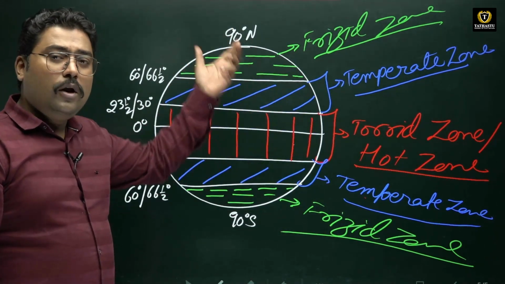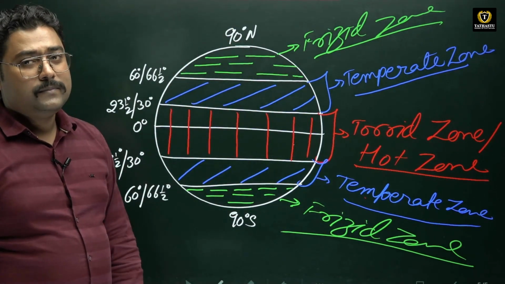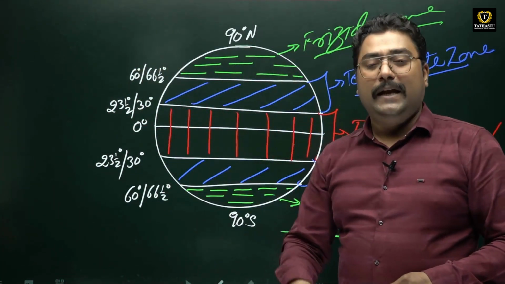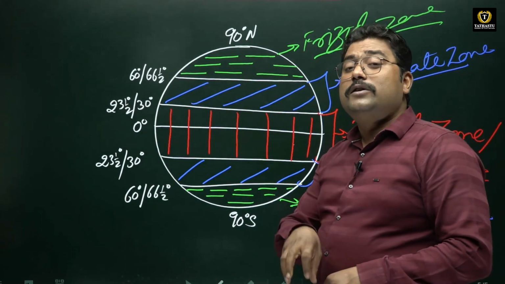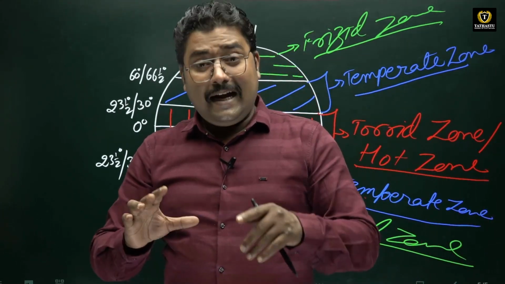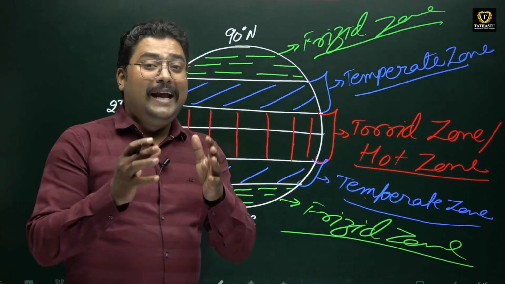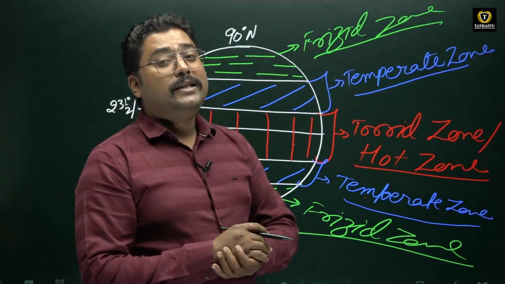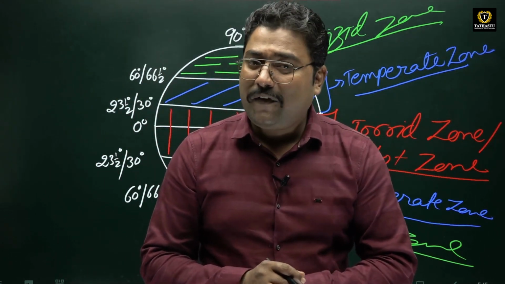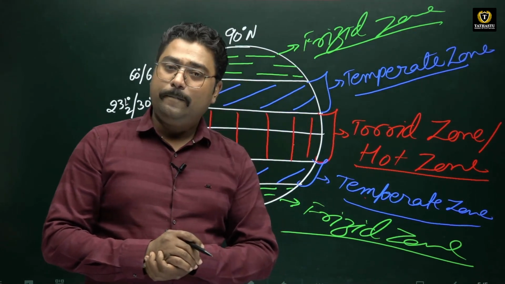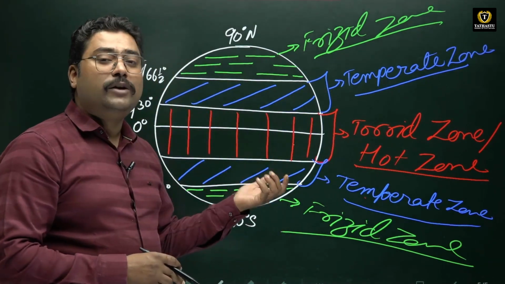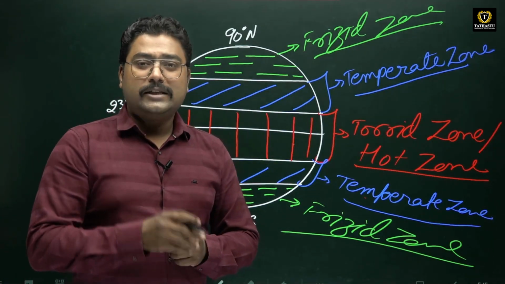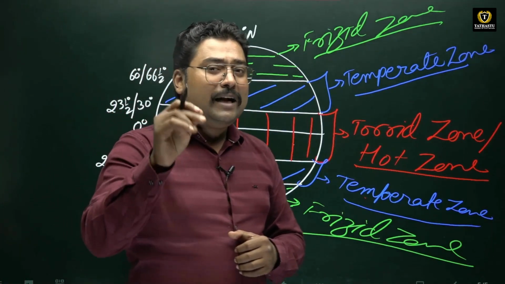Latitudinally, the whole earth is being divided, but the temperature of any place is also governed by the local factors. And as we know that the land and sea on earth are not equally distributed, and on the other hand there is a big difference in the specific heat of land and sea. So apart from latitudinal extent or latitudinal presence, the temperature of any place is affected by the local factors also. Like, let me give you the example.